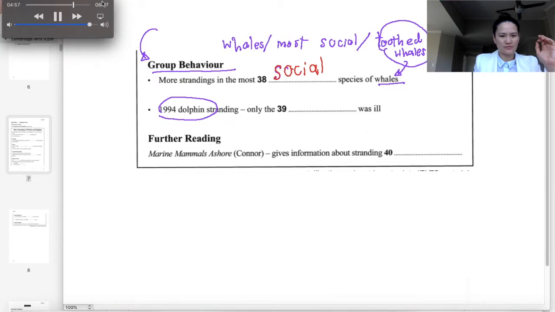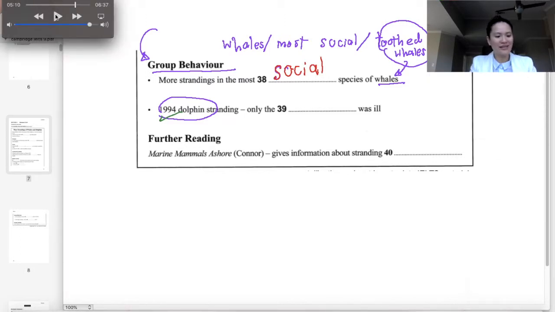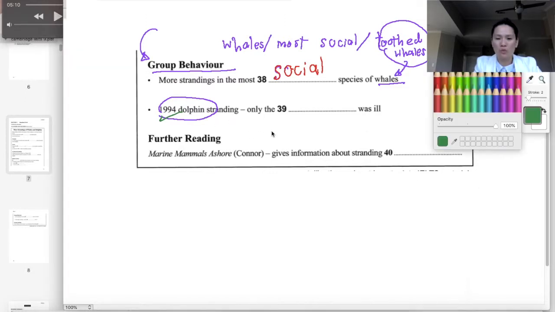Also supported by evidence from a dolphin stranding in 1994. Examination of the dead animals revealed that, apart from the leader, all the others had been healthy at the time of their death. Can you hear this one? They said apart from the leader, others had been healthy. So that means only one that was ill is the leader. Okay, what do you hear?